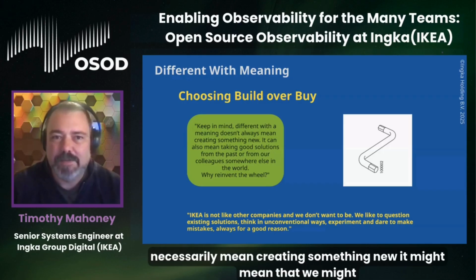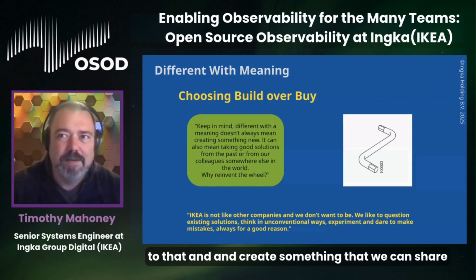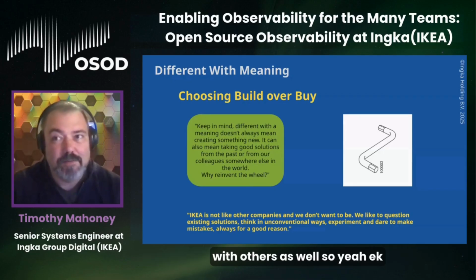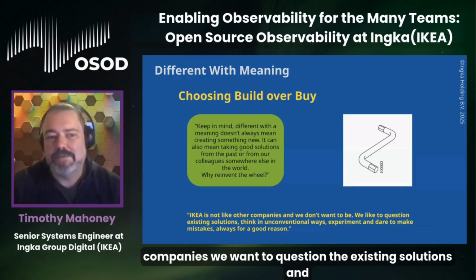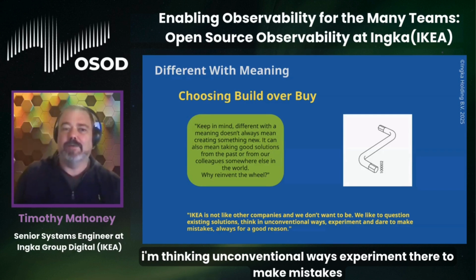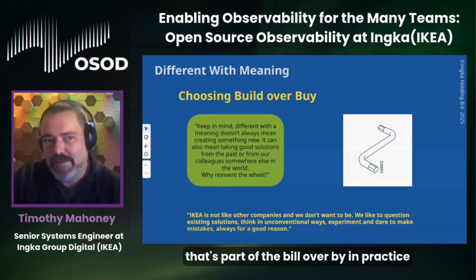It doesn't necessarily mean creating something new. It might mean that we want to adopt things that exist, or we might want to add something to that and create something that we can share with others as well. So IKEA is not like other companies. We don't want to be like other companies. We want to question the existing solutions and think in unconventional ways, experiment, dare to make mistakes for good reason. So that's part of the build over buy.